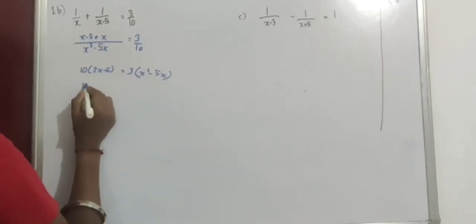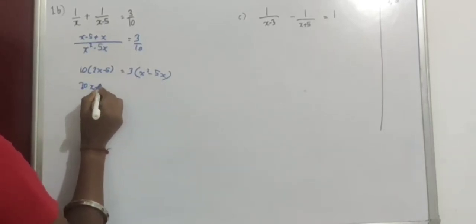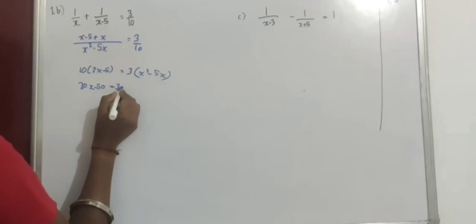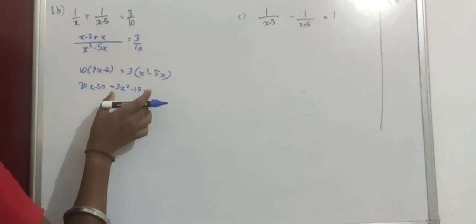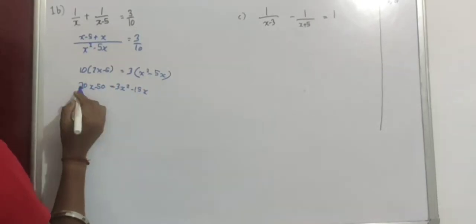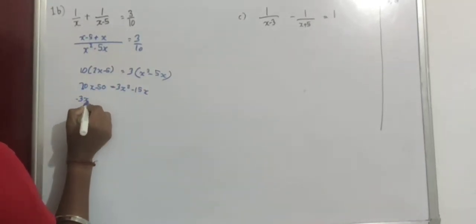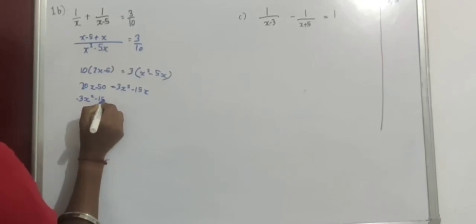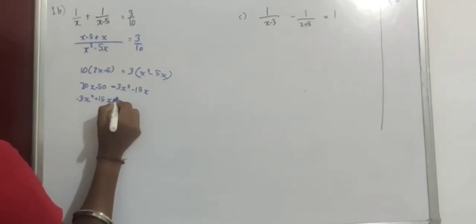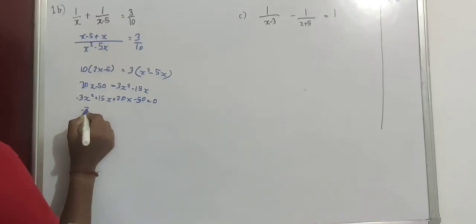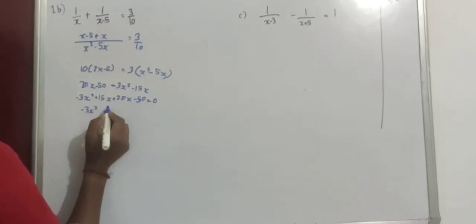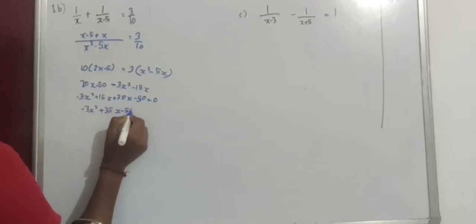Now open the brackets. 20x minus 50 equals 3x square minus 15x. Now send this part to this side. We have minus 3x square plus 15x plus 20x minus 50 equals 0. Minus 3x square, solve this part, you will get plus 35x minus 50 equals 0.